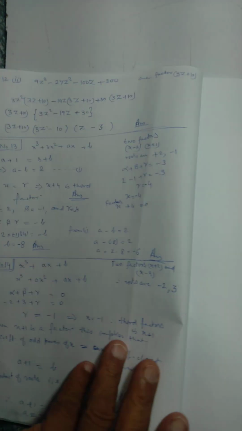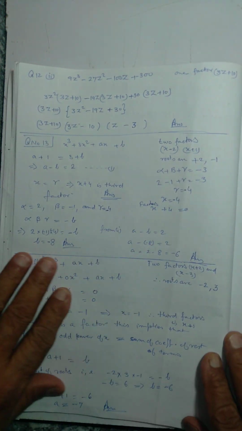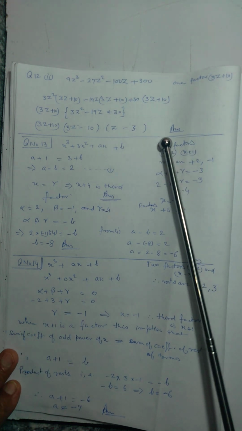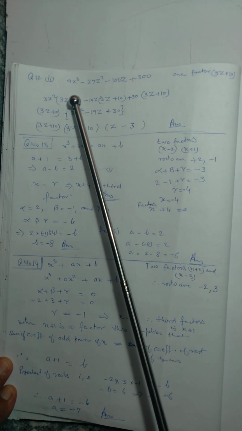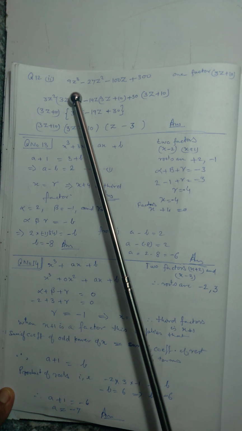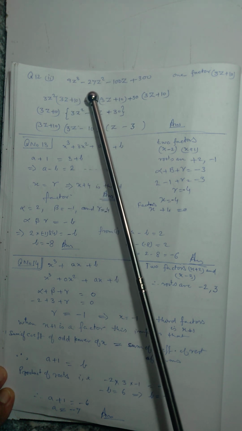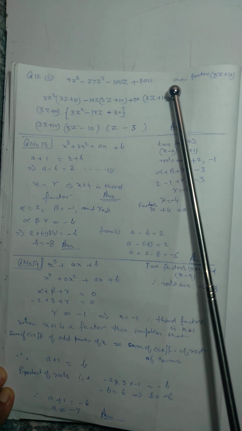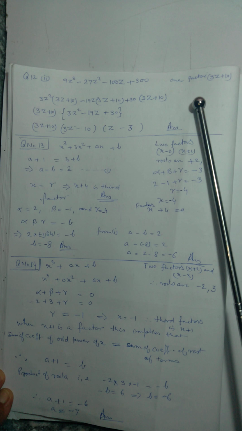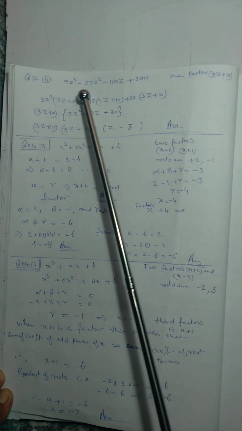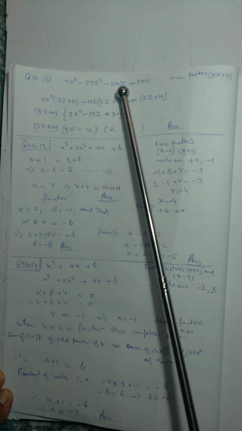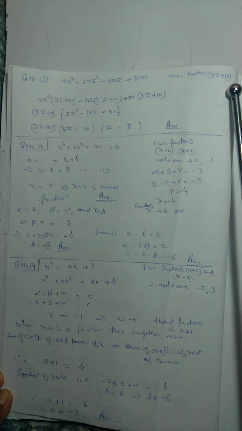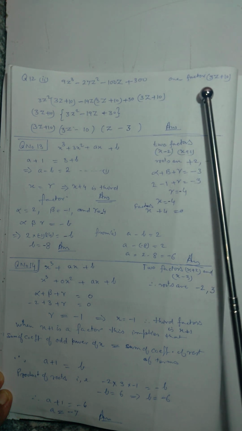Now proceed to question number 12, second part. You see, 9z cube minus 27z square minus 100z plus 300. One factor is 3z plus 10. It is given that this cubic polynomial has one factor, that is 3z plus 10. We have to find the other two factors.